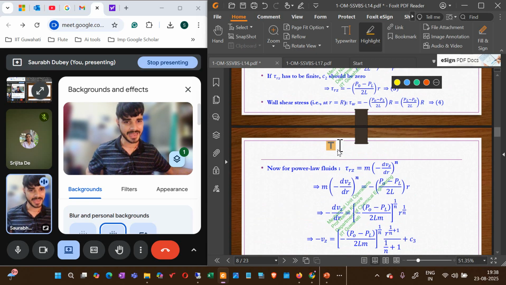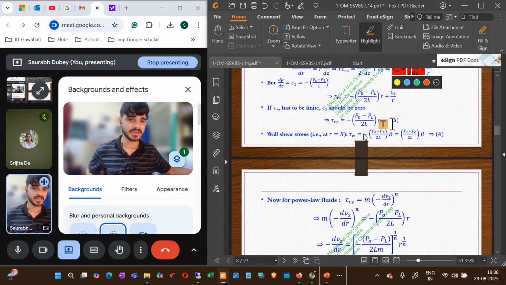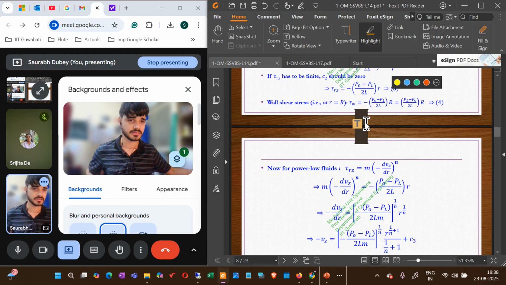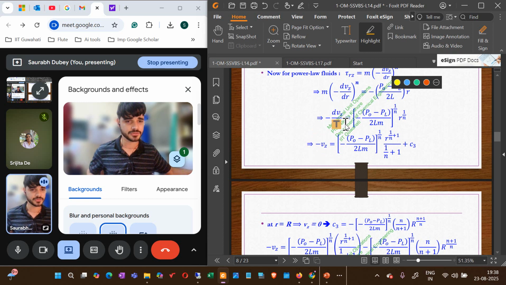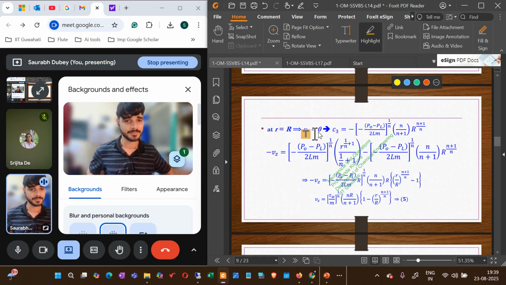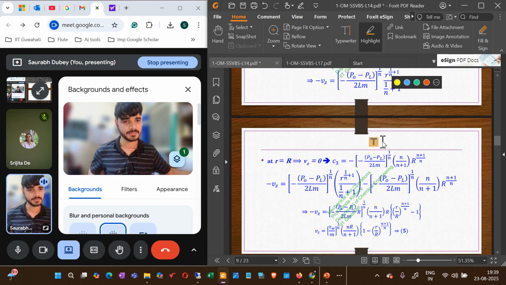Once you have this general equation for tau rz for any kind of fluid, for a given system you rearrange it. After rearrangement, divide by m, then take the power 1 by n on the whole equation, and you get Vz here. You solve del Vz by del r, and you get that Vz is this one. At r equals capital R, the velocity is 0 because it is a pipe flow, so at the wall there will be 0 velocity. Through that you back-evaluate C3 and put it here.